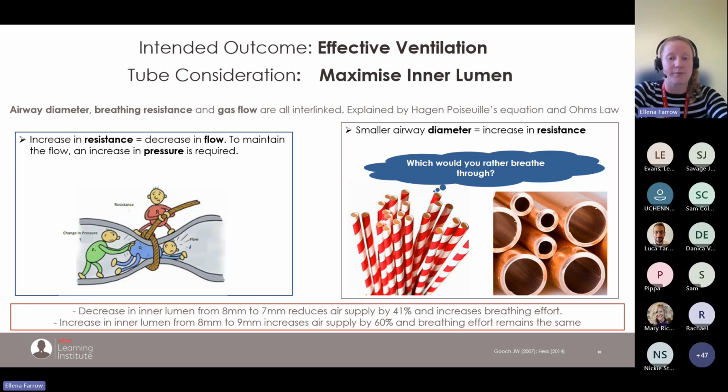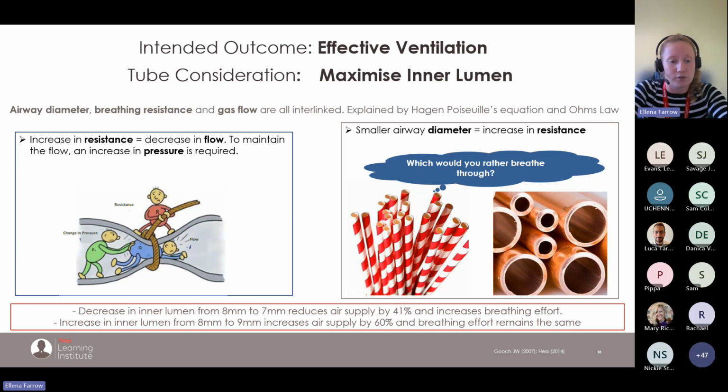And to achieve the same gas flow when breathing through the straws as opposed to the wide tubes, our breathing effort would have to increase. So the pressure would need to increase. So if you then apply this concept to your tracheostomies, a larger inner lumen will provide a lower breathing resistance and therefore increased gas flow or more optimal ventilation.